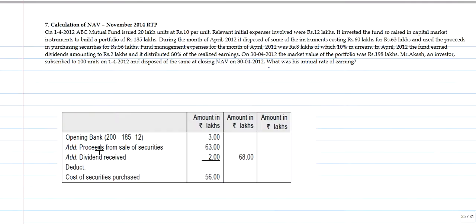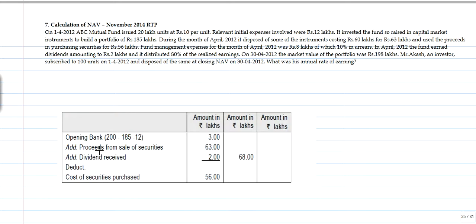Next question, calculation of NAV. On 1st April 2012, ABC Mutual Fund raised 20 lakh units at rupees 10 per unit. Relevant initial expenses involved were 12 lakh rupees. Okay, here comes 20 times 10, 200 lakhs. 12 lakh initial expense. It invested the funds so raised in capital market instruments to build a portfolio of 185 lakhs. Investment 185 lakhs.